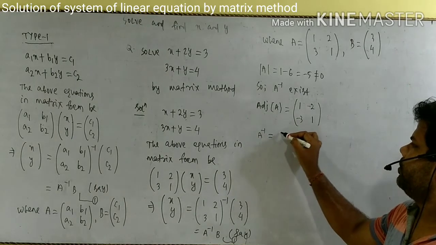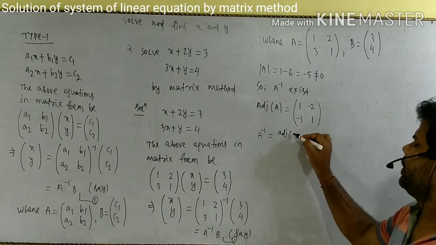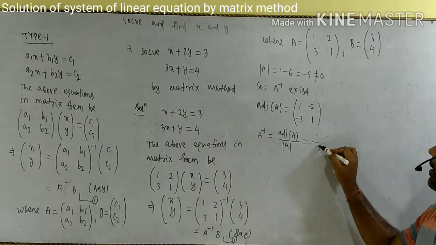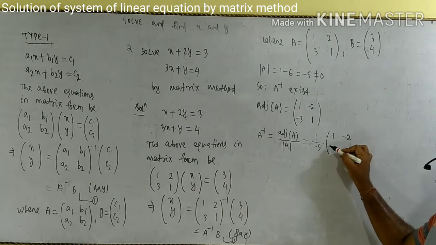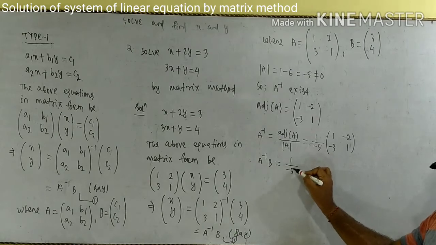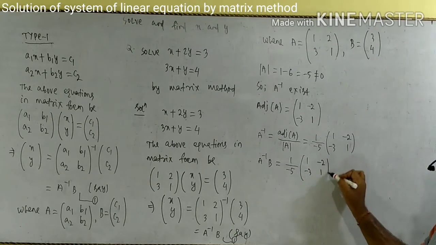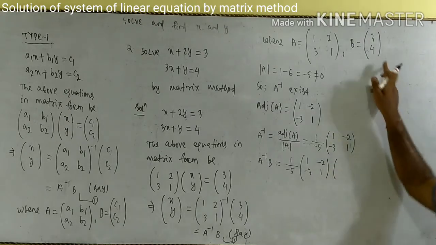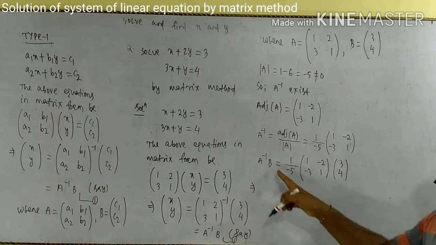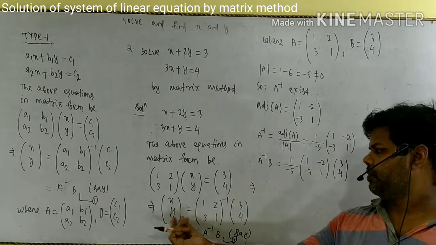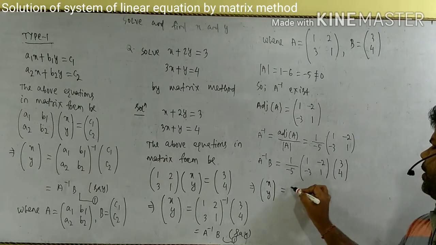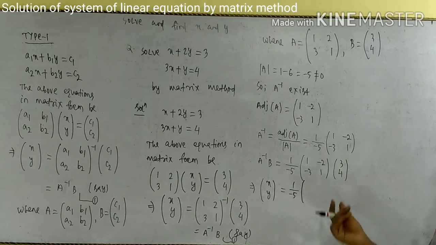You know A inverse is adjoint of A by determinant of A. What is the determinant of A? Minus 5. So 1 by minus 5 into adjoint of A, which is 1, minus 2, minus 3, 1. Now find A inverse B. What is A inverse? 1 by minus 5, 1, minus 2, minus 3, 1 into B. What is your B? 3, 4. Now you see, A inverse B is equal to your x, y from equation 1. This is your x, y, but with 1 by minus 5. So multiply these two matrices.